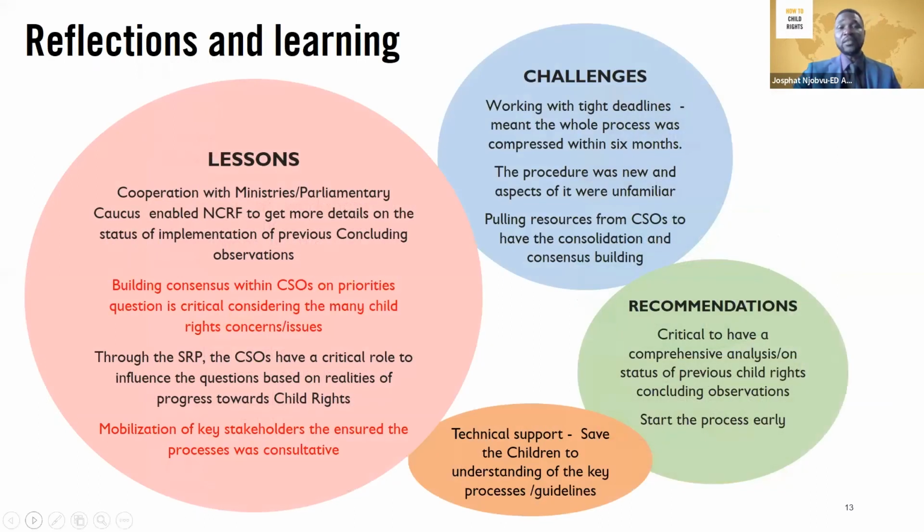On our reflections and learning, our lessons from the process were that the cooperation with the government ministries and parliamentary caucus groups, which is the parliamentarians, gave us more details on the status of implementation of previous concluding observations, but also helped us appreciate the internal challenges and opportunities for child rights. Also, building consensus with civil society on priorities is critical, considering the many child rights concerns and issues. Through simplified reporting, civil society has a critical role to influence the questions based on the realities and progress towards child rights.